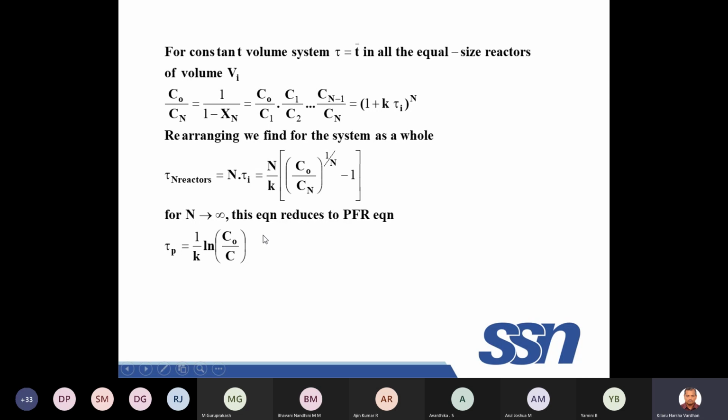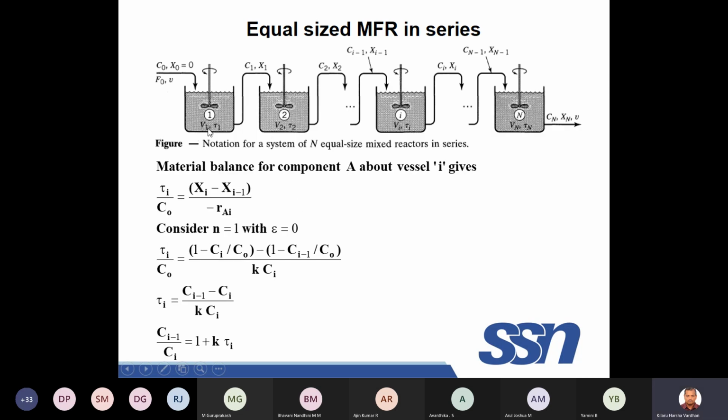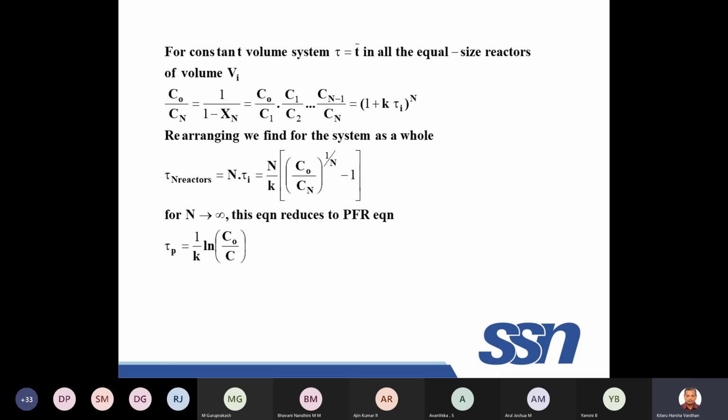It's a very important expression. But why does this happen? Why does this happen if you are considering different reactors in series, N reactors in series? How will this go to a plug flow reactor? That is the biggest thing. So that is what you need to visualize. Why N number of mixed reactors in series?